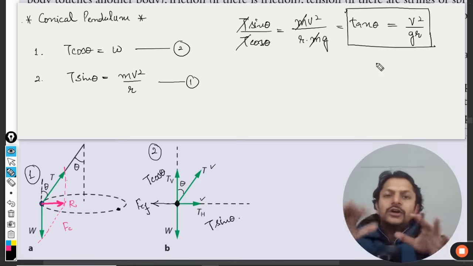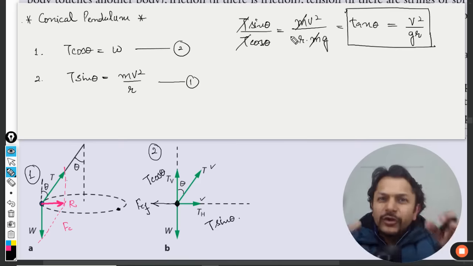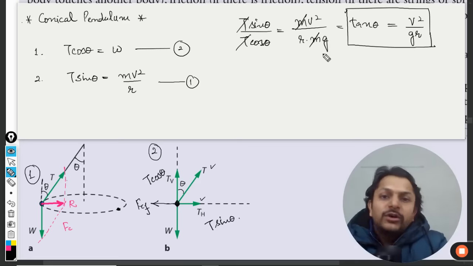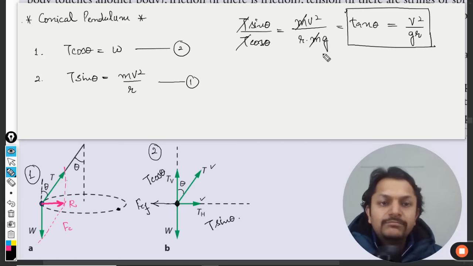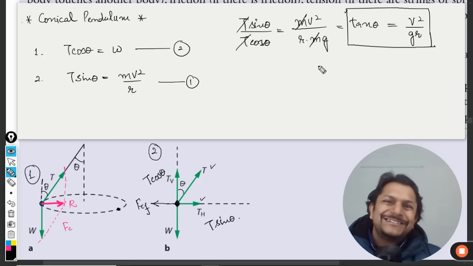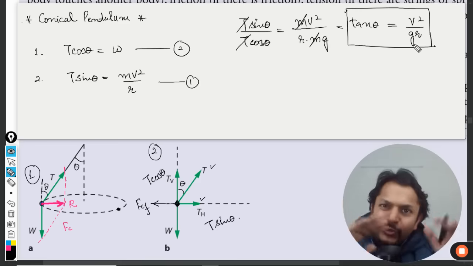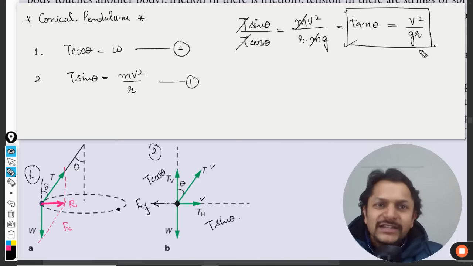Sorry for the weird manner of doing computation here, but definitely it is not right. I'm just doing it because I'm not in any examination now. So tangent theta is equal to v square by gr. You do it in a better manner. Okay, so tangent theta is this.